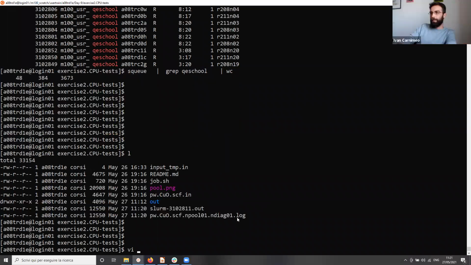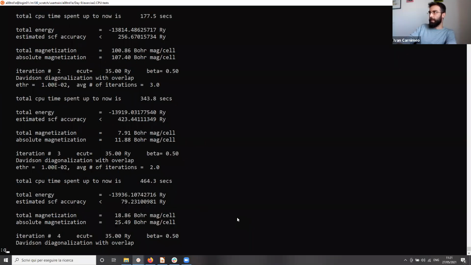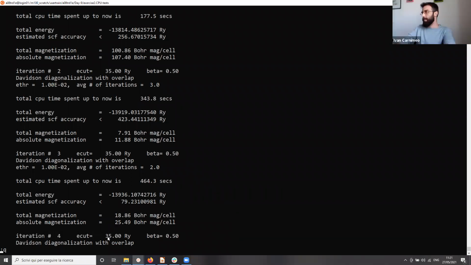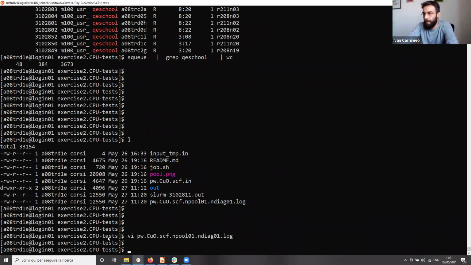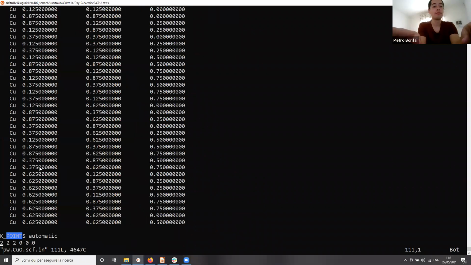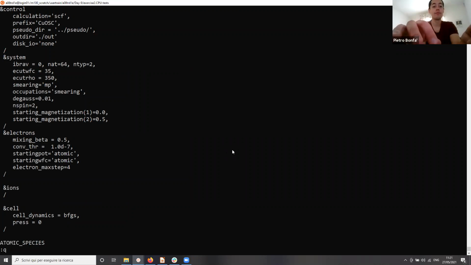Okay, my calculation is almost finished because I have reached iteration 4, which is the last iteration, because in this input file we set max step to 4. So we are doing only 4 iterations of the SCF.